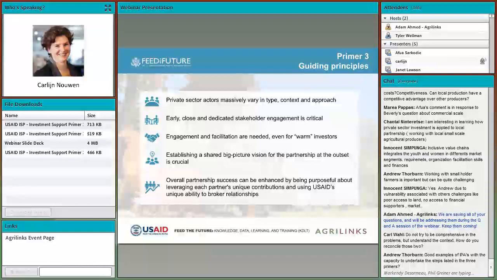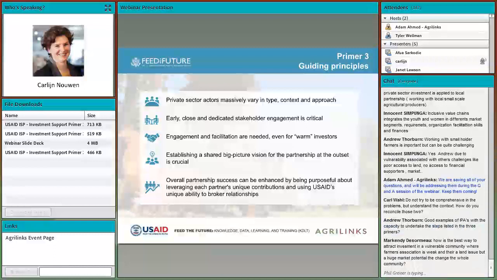So it's important to engage early with them in a close way and in a dedicated and very informed way. Know who they are beforehand and know what they are looking for so that you can start pitching things that are attractive to them and make sense to them. Even for so-called warm investors, so people that are already investing or have already decided to invest, engagement and facilitation are needed and need to be constant.